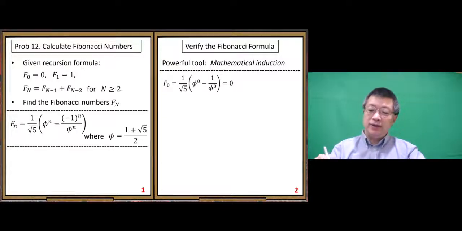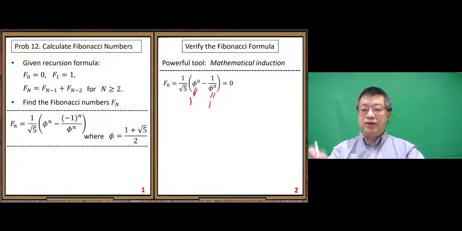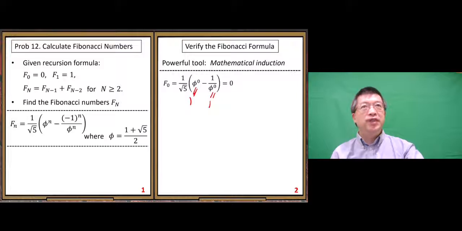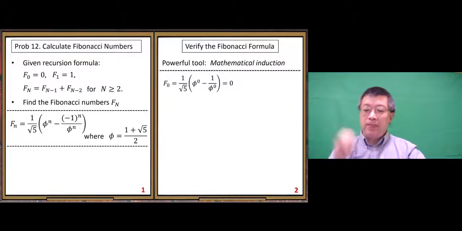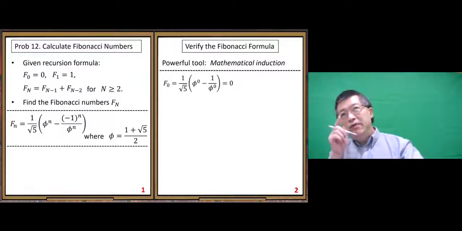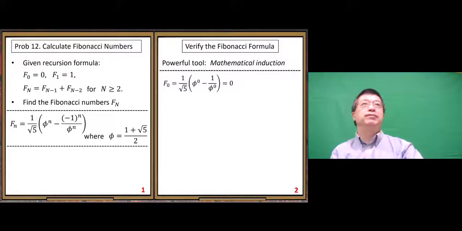Because this one is 0, 1 minus 1, 0, right? Phi to the 0th power, 1. Yeah, it is 1, so that is very simple, this case. But we need to verify another base case.